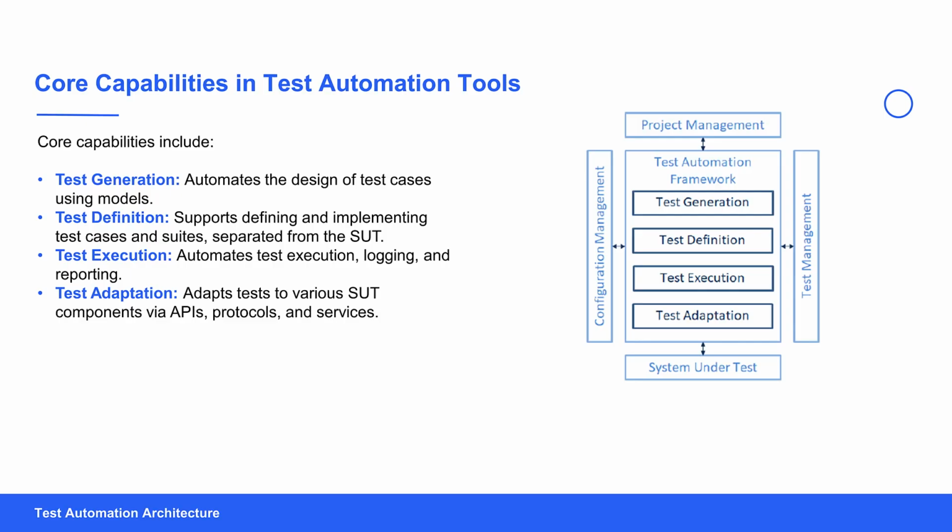Finally, test adaptation is what enables your automated tests to interact effectively with various components and interfaces of the SUT. This capability involves using adapters that connect the automation framework with APIs, protocols, and services used by the SUT. By providing the necessary functionality to adapt your tests to different environments, test adaptation ensures that your automated tests remain relevant and effective even as the SUT evolves.